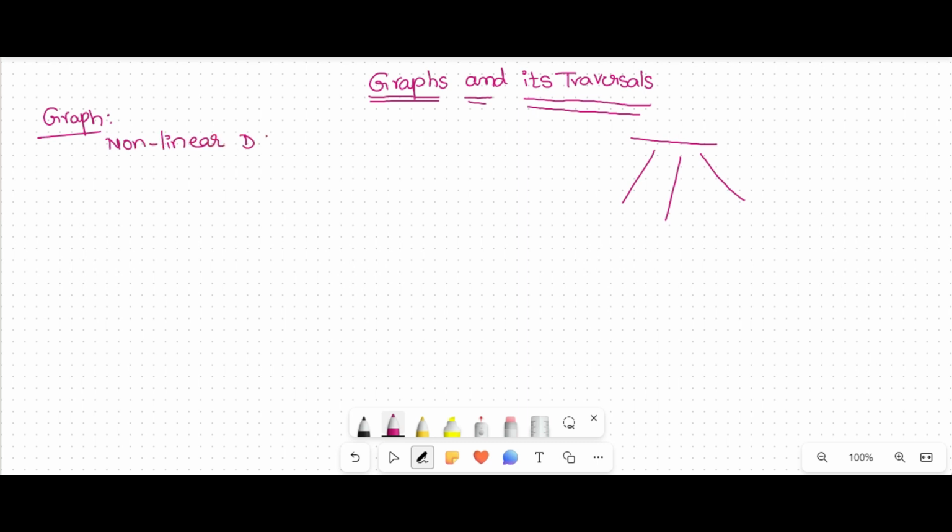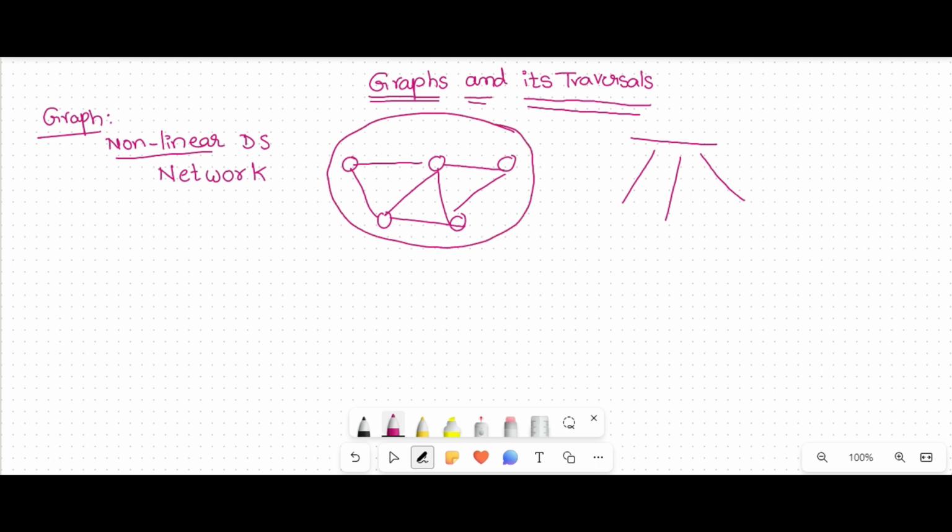We use the graph data structure whenever we want to store nodes in the form of a network. Here is one system, here is another system, here is another system, and you want to give connections between these systems. That's why it is called a non-linear data structure. And this is called a connected graph.